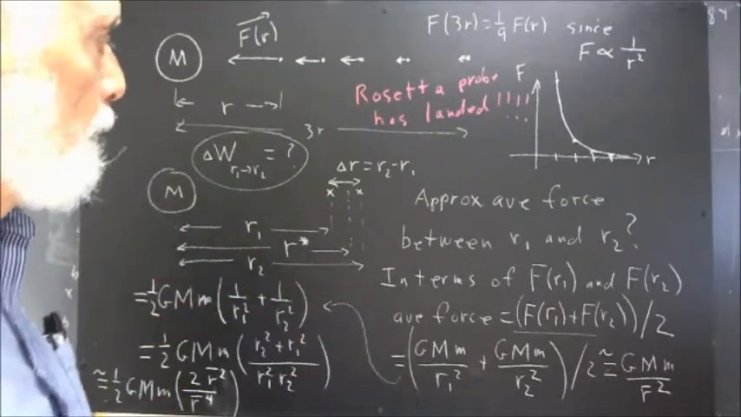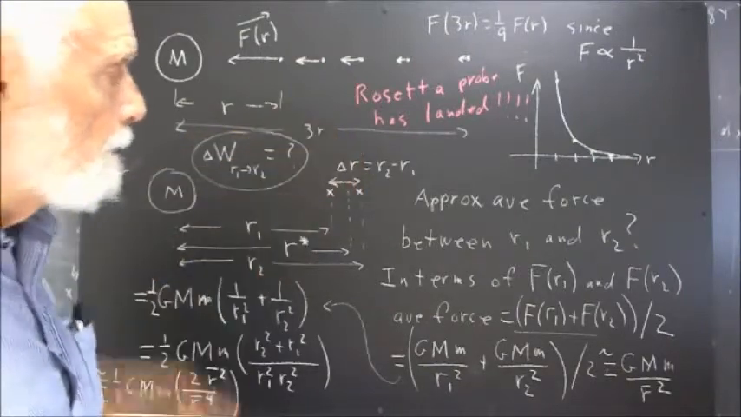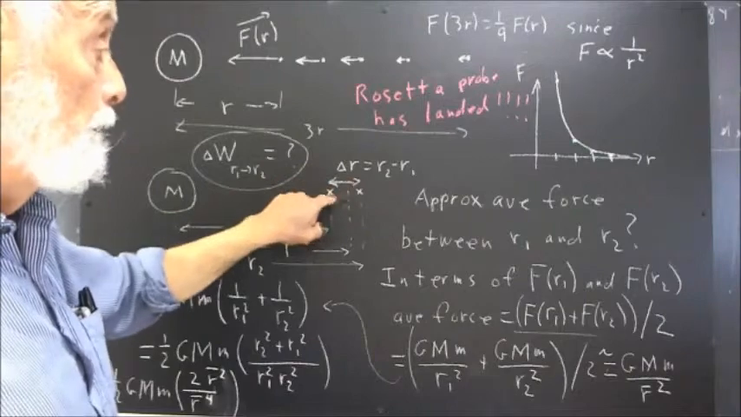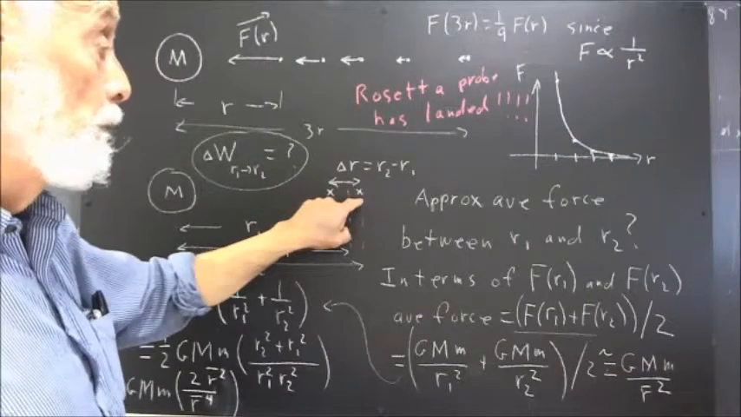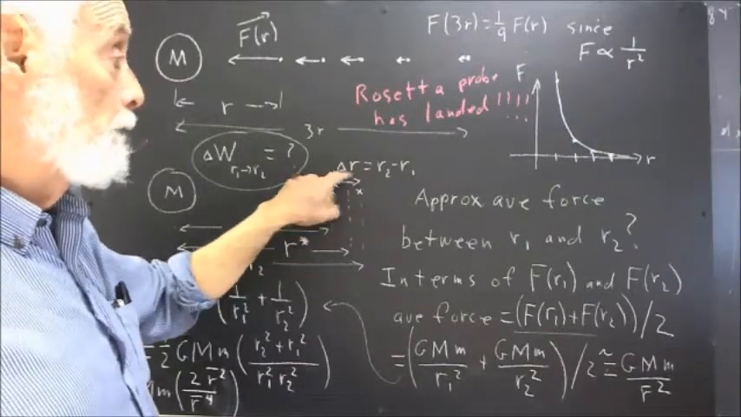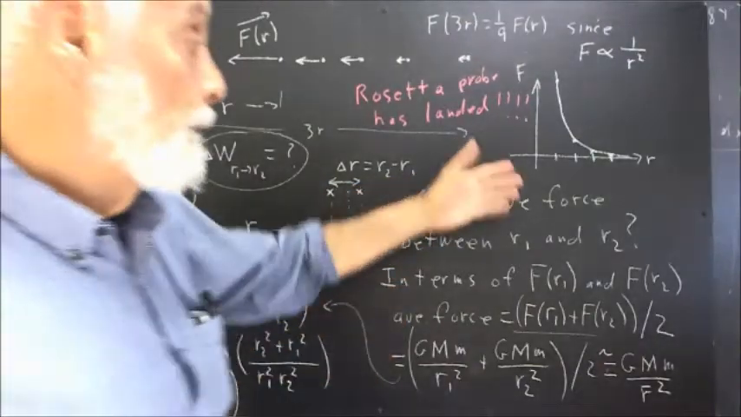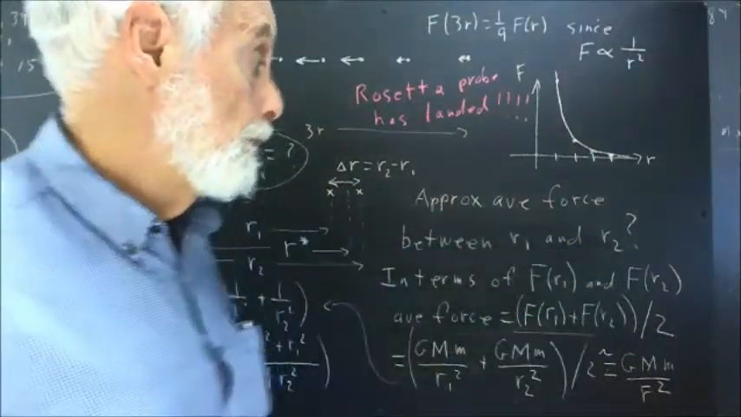Now we're assuming implicitly that this is a fairly small interval, delta R being the distance interval between these 2 points. And of course delta R is equal to R2 minus R1. Okay, what's the approximate average force between R1 and R2?